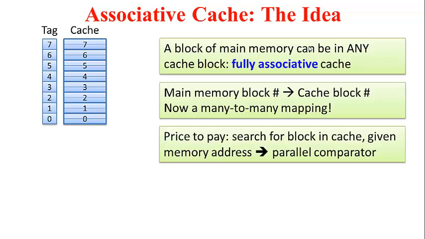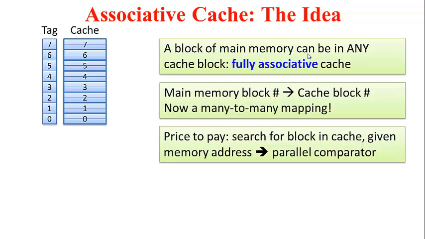Well, nothing ever comes for free. There is a price to pay for having associativity in a cache. In the direct map cache, the cache controller, given the memory address, could easily find out the block number where that particular data corresponding to that memory address potentially resided, and check the valid bits and tag bits for that particular block to determine whether there is a cache hit.